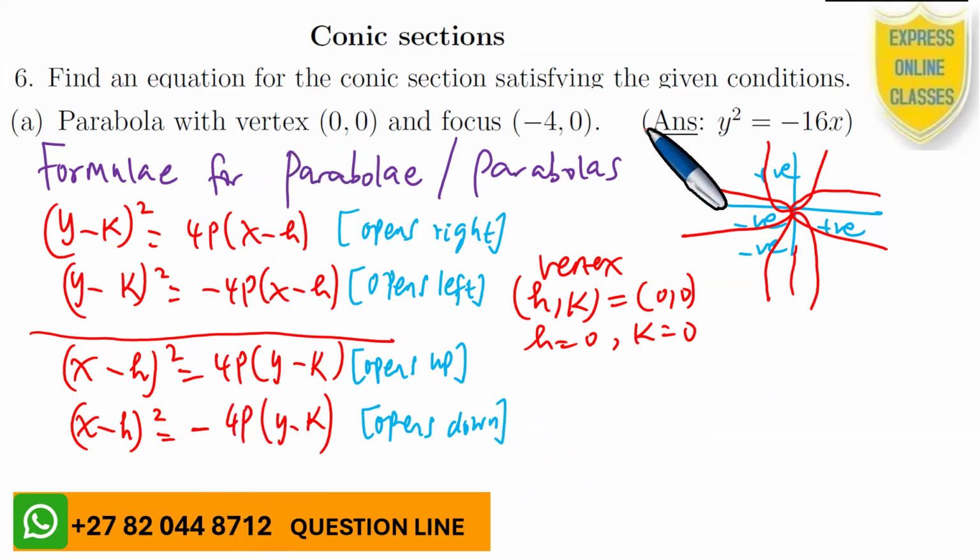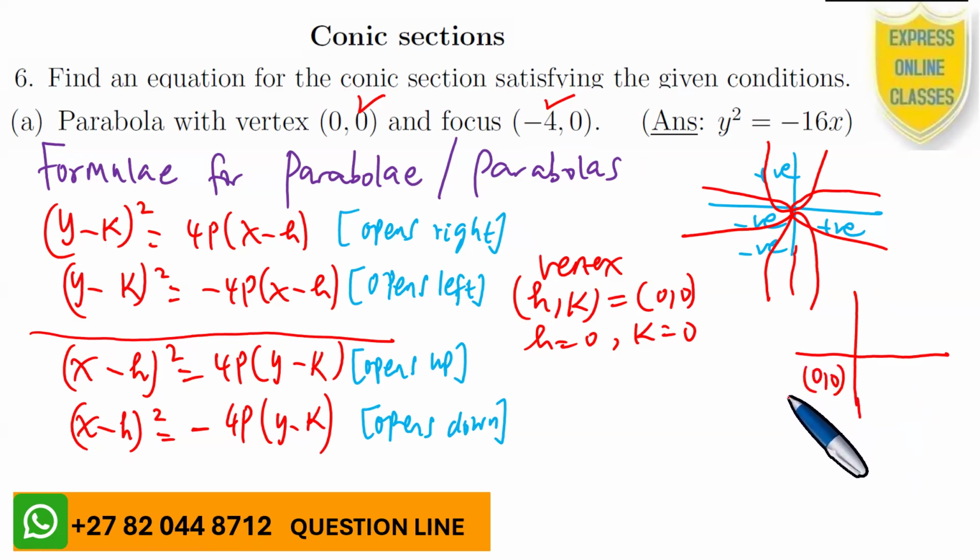According to the description given, the parabola has a vertex, but every parabola has a vertex. So this notion of a vertex is not enough to give us one description of the equation we're going to use here. So now, there is a focus. Let us look at the focus. This parabola has a focus at -4 and 0. Let us look at the sketch a little bit more in detail. The vertex is 0 and 0, and then there is a focus at x equals -4 and y equals 0.